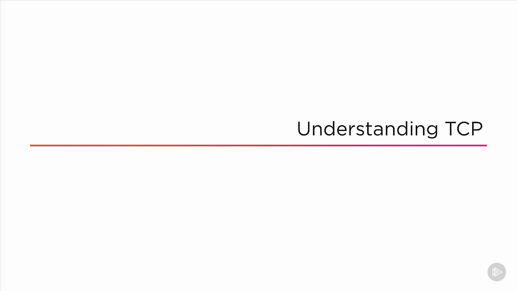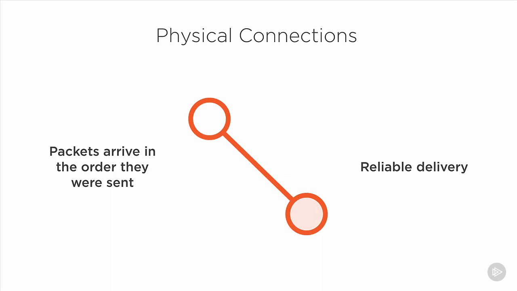TCP is connection-oriented, which means that it tries to simulate the properties of a physical connection. A physical connection has two characteristics. First, packets arrive in the same order in which they are sent. A good example of this is a point-to-point serial link. When you send packets on a serial link, those packets always arrive at the other end in the order in which they were sent. The second property of a physical connection is that it's reliable.